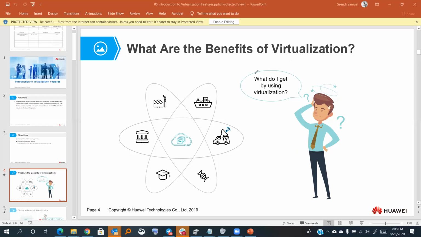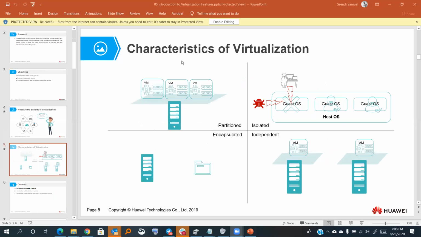So now we want to look at the features or characteristics. We looked at them. Who can remind us what we talked about during our partitioning? What happens here? What is this characteristic of virtualization?